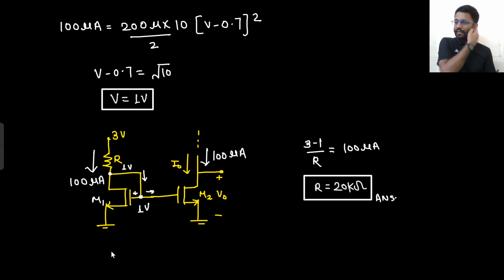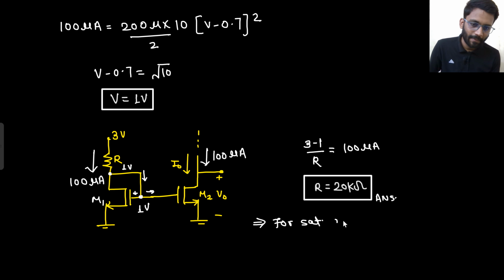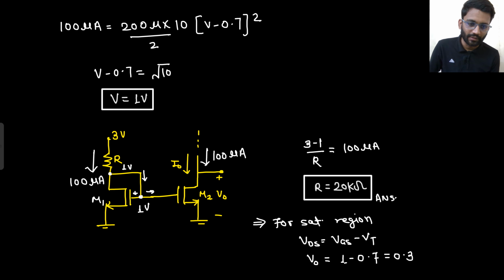Now they are asking what should be the minimum value of V naught such that M2 is working in saturation region. For saturation, VDS should be equal to VGS minus VT. What is VDS? That is V naught. What is VGS? That is 1, minus VT which is 0.7. So V naught value should be 0.3. So what is the answer? V naught is 0.3 volt.